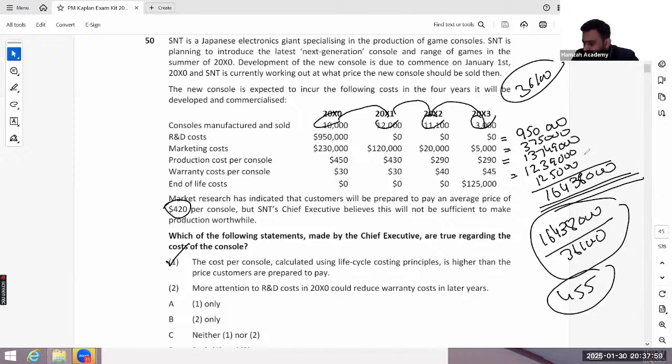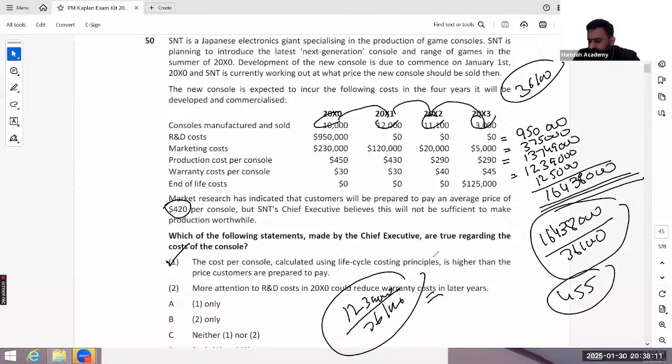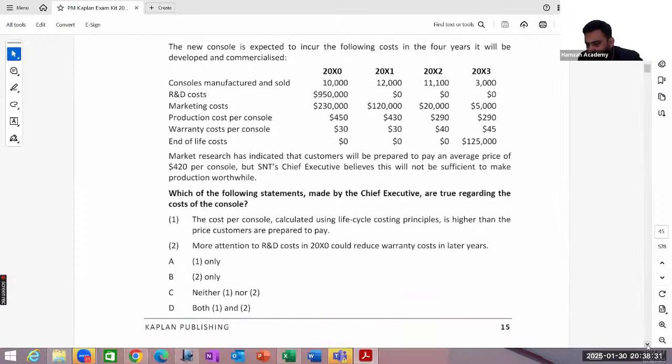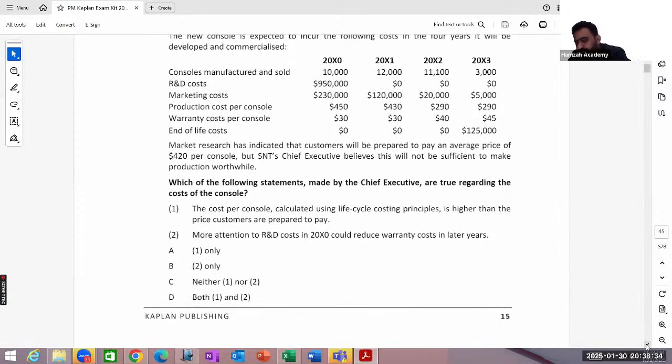And if we reduce the warranty cost, it is 12,39,000. When I divide 12,39,000 by 36,100, you have a significant reduction in cost per unit. So yes, it will be helpful. So statements 1 and 2 are both true statements. So the answer will be yes. Option D will be the answer. Got it?